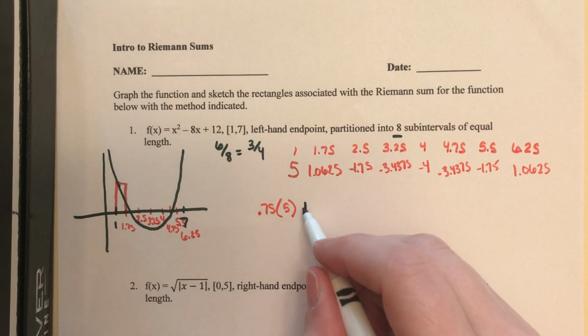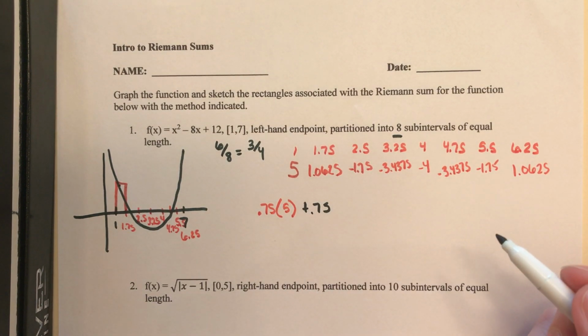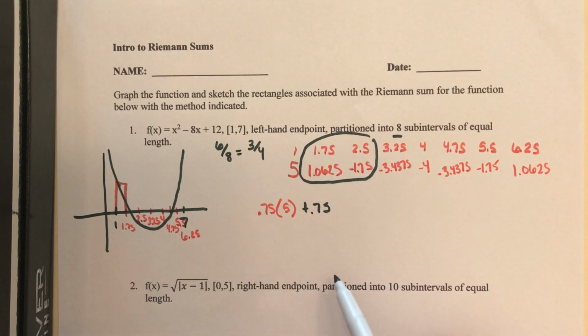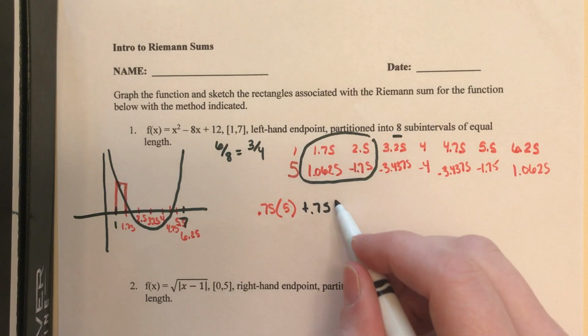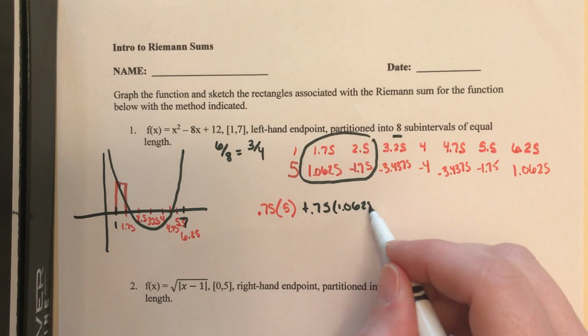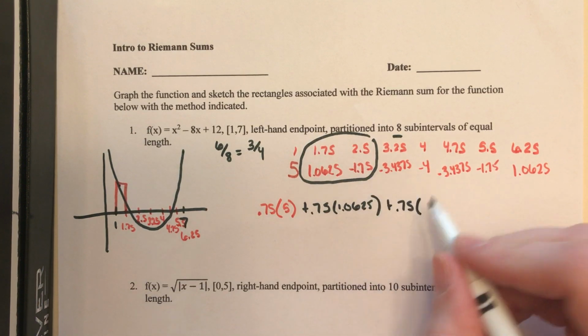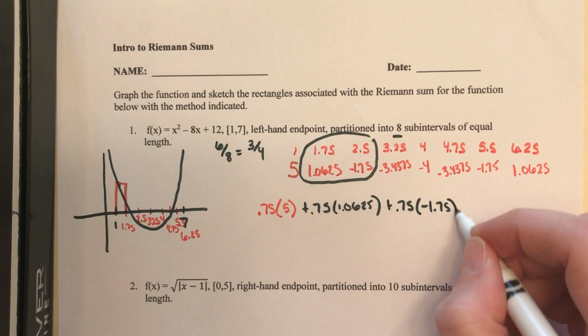My next rectangle is also going to have a base of 0.75, and that one goes from 1.75 to 2.5. The left height is 1.0625. So I'm going to keep going. All those bases are 0.75, and I'm going to take the left height every time.